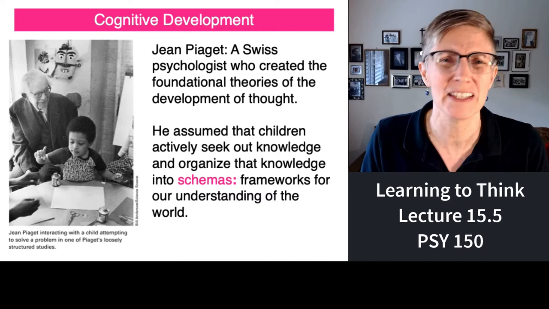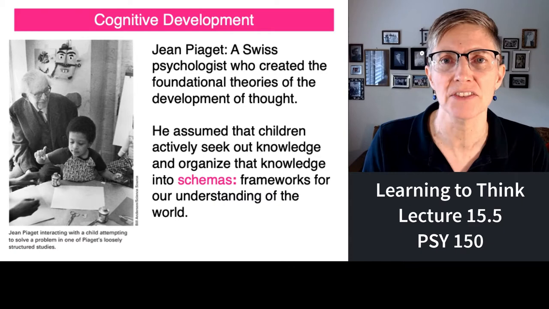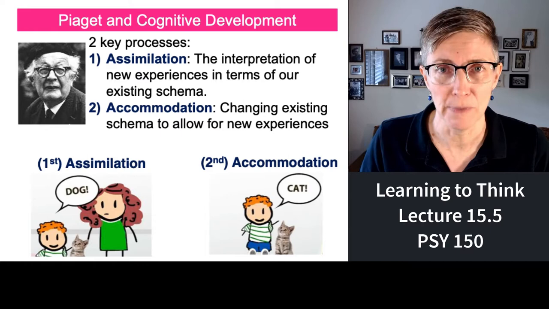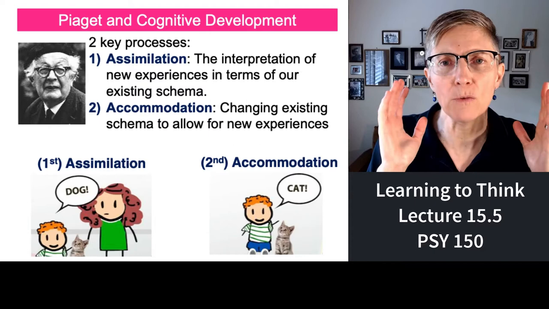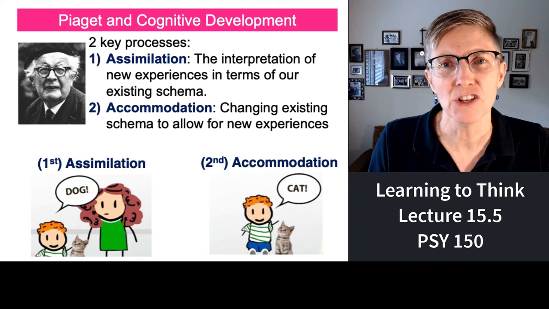For Piaget, there were two key processes in our development of thought: assimilation and accommodation. Assimilation occurs when we take information that we're experiencing and we make sense of it in terms of the way we have understood the world for a while. Accommodation is when we change the way we see the world. Now, what do I mean by this?